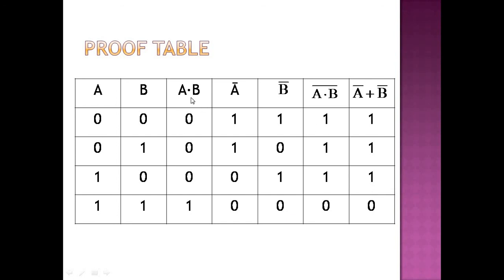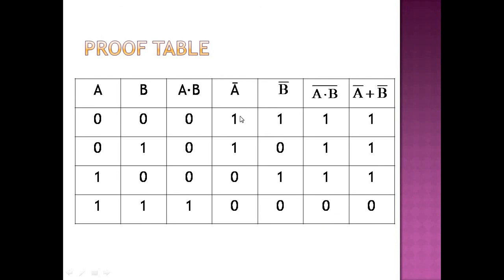Now if we take the inversion or complement of A dot B, then what happens? A dot B complement becomes 1. For 0 we get output 1. For 0 again we get output 1. For 0 again we get the output 1, and for 1 we get the output as 0.